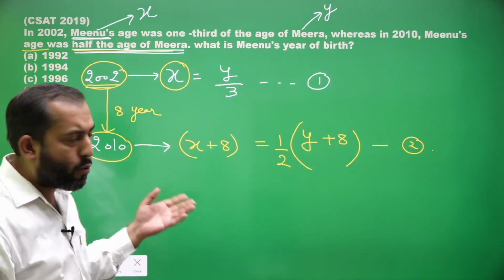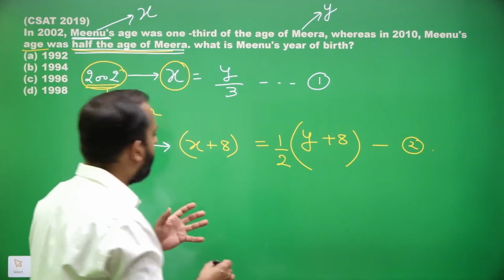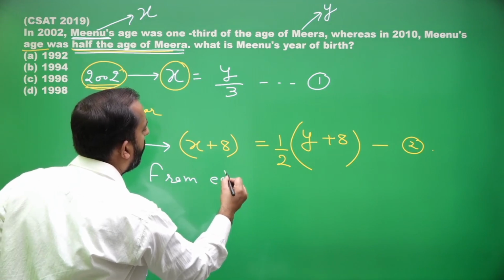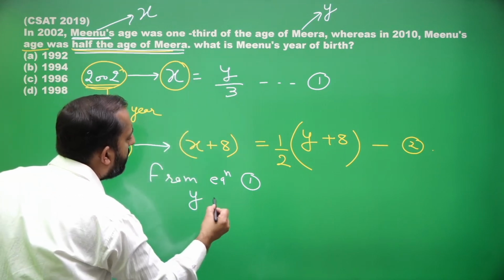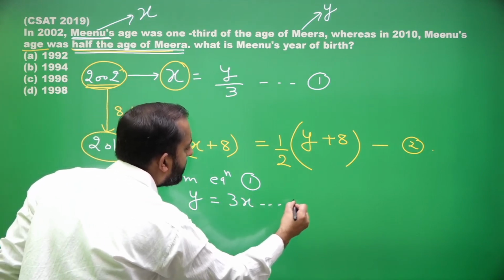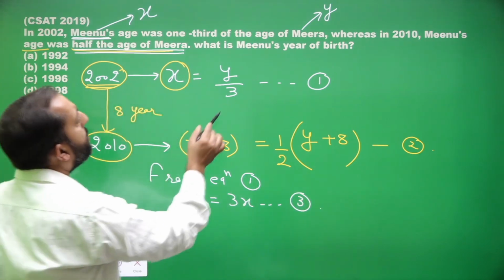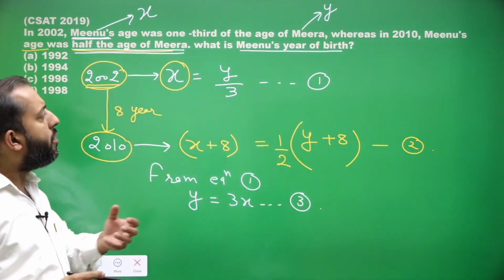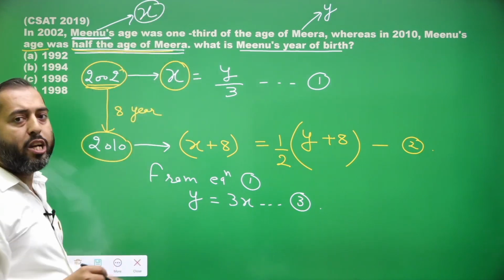Now let's solve these two equations. From equation 1, I can say X is equal to Y upon 3. So Y will be equal to 3X. Let's say this is our equation number 3. Now we want to find out Minu's year of birth, so we need to know the value of X, because X is the age of Minu in 2002.